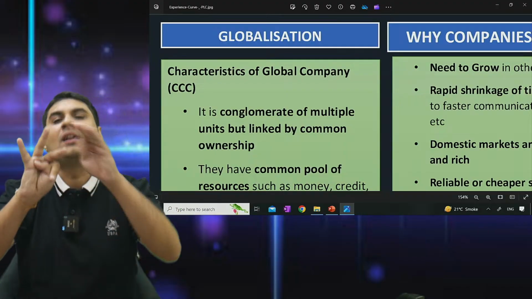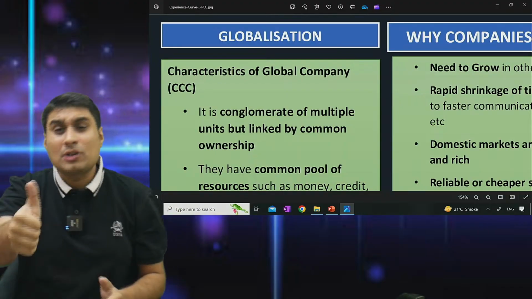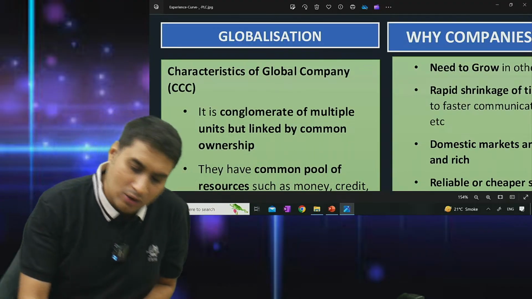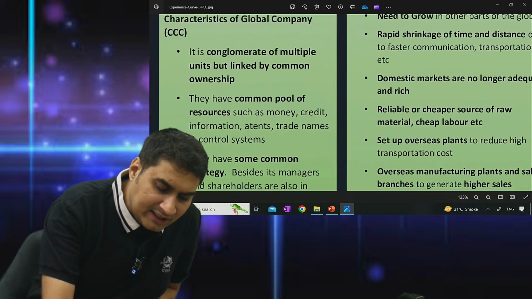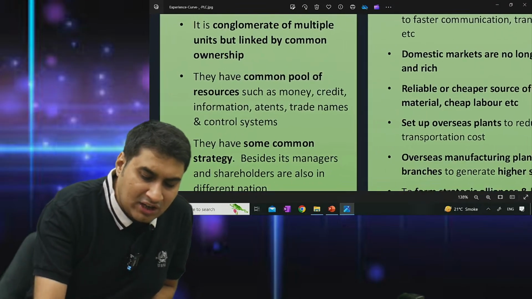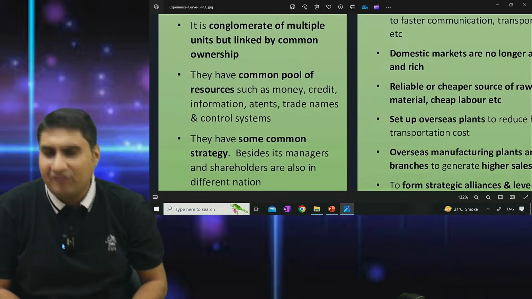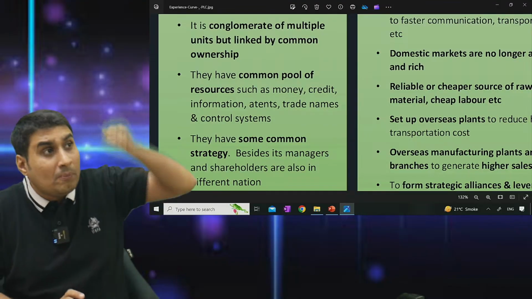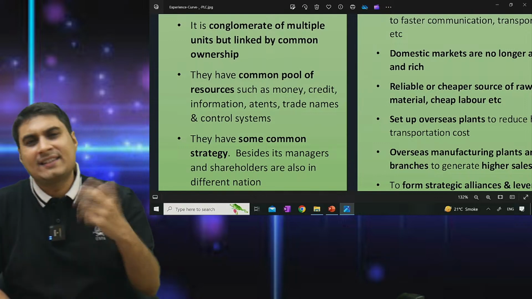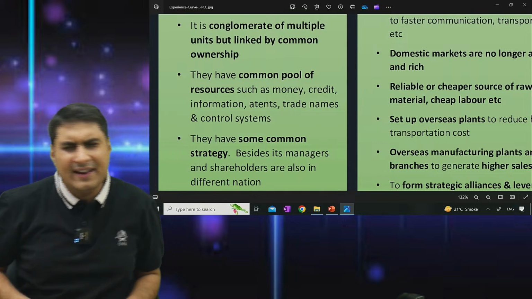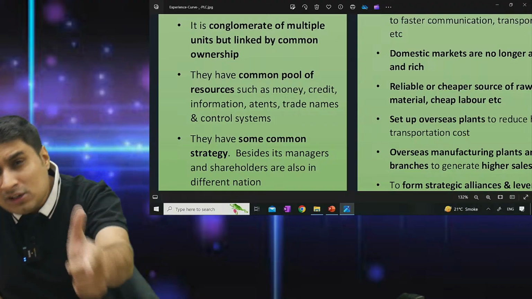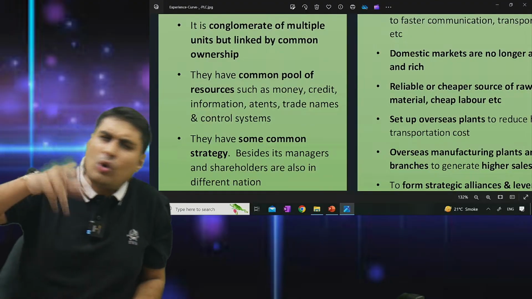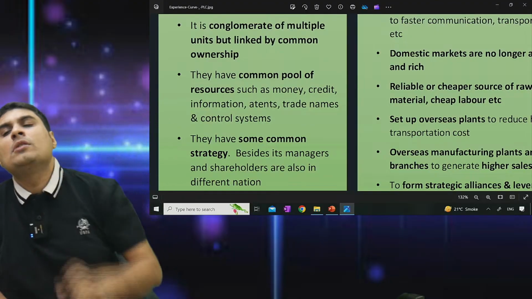Five companies: Apple, Puma, Nike, Adidas, McDonald's. Look at the way, there is no boundary. Exactly the same operations they have done in India. Okay, sir. First question: characteristics of a global company. Triple C is the memory technique, but let me first explain. It has multiple units linked by common ownership. So in globalization, they have multiple units, all with a common owner. Example, McDonald's is a store in India, China, everywhere. It is a conglomerate of multiple units linked by one owner. Conglomerate means coming together.